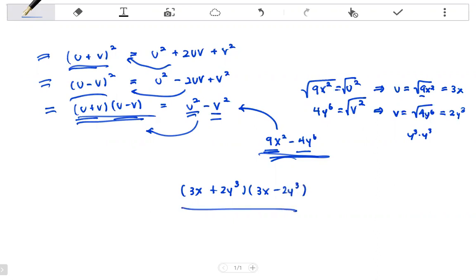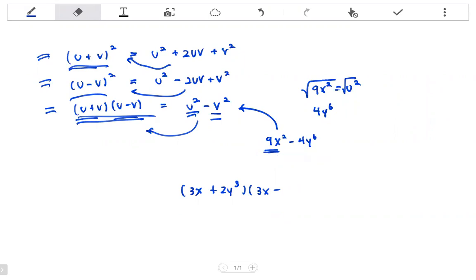So we factored using the special cases. That's going to be your main takeaway from this lesson. It's something really important that you need for Algebra 2. Okay, any questions?